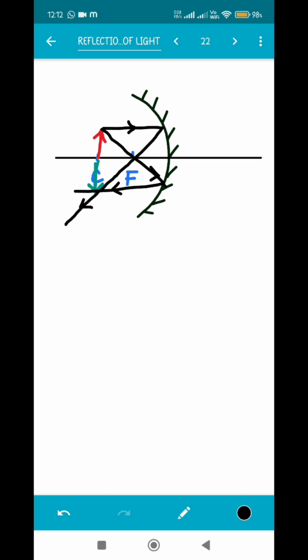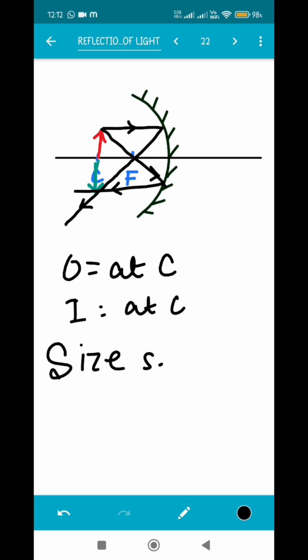So as you can see through my dangerously mangled diagram, but when you make it on the answer sheet or in your copy, make sure you're doing it clearly. The object and the image are formed on the same point. That is, the object is also at C, the image is also at C, and the size is exactly same. Size same, no diminished, no magnified. That means no magnification is produced. The size of the image remains same as that of the object, and again it is real and inverted. That remains constant.